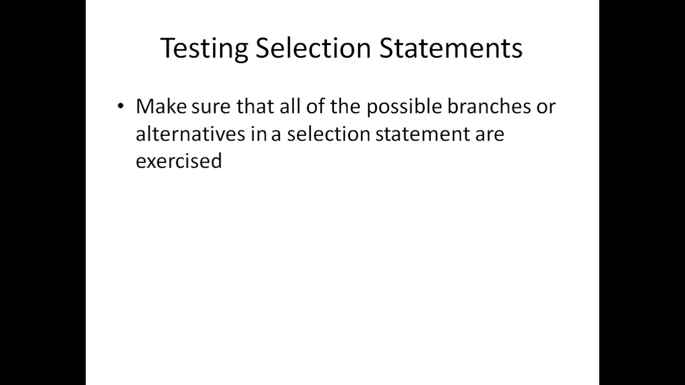Then, how do we test selection statements? We have to check whether whatever we have typed is correct or not, as various logical errors can occur in our program. So what rules do we follow? The first rule is to make sure that all possible branches or alternatives in a selection statement are exercised, that is, evaluated.